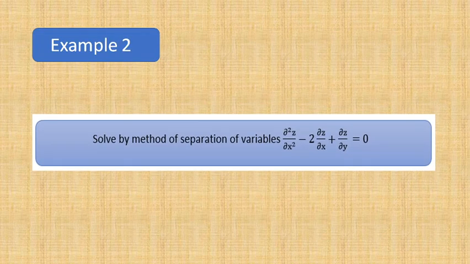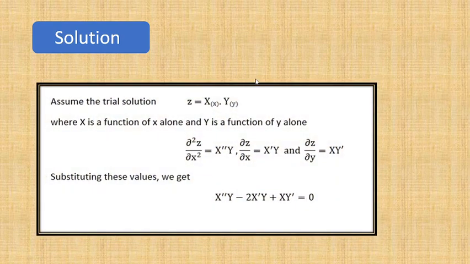Let us have another example problem. Solve by method of separation of variables the partial differential equation del square z by del x square minus 2 into del z by del x plus del z by del y equal to 0. First we assume that z is equal to capital X of x into capital Y of y. That is, z is a product of two functions. One is purely a function of x and the other is purely a function of y.